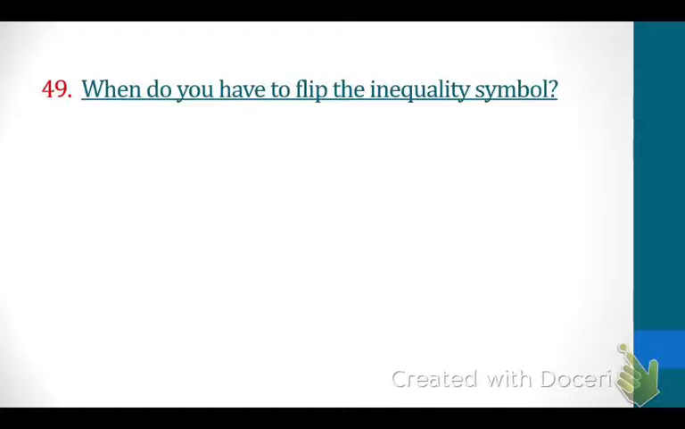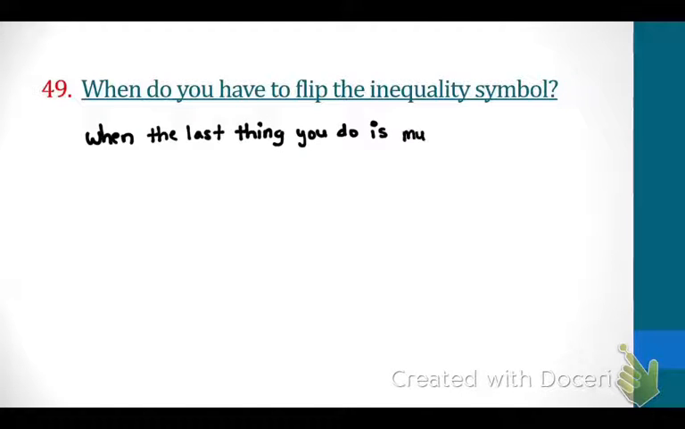All right, we kind of just mentioned this a minute ago, number 49. When do you have to flip the inequality symbol? Noah, when is it? The last thing you do is multiply and divide. If the last thing you do is multiply or divide what? By a negative number, even more specific than that. When the last thing you do is multiply or divide by a negative number.